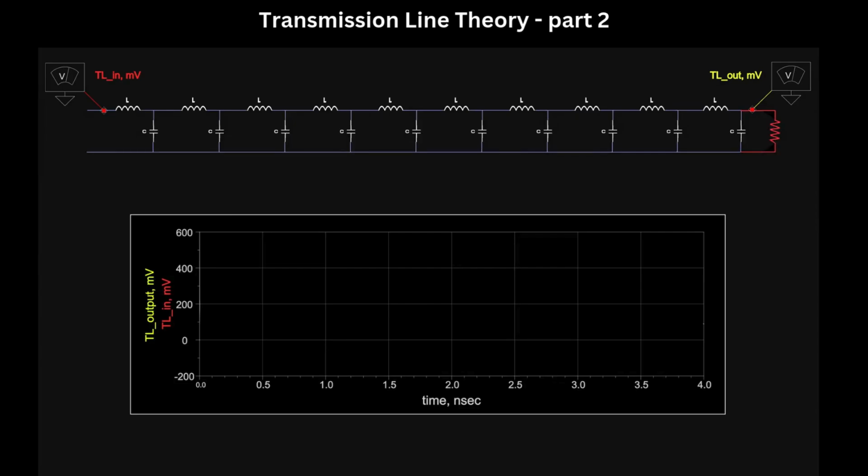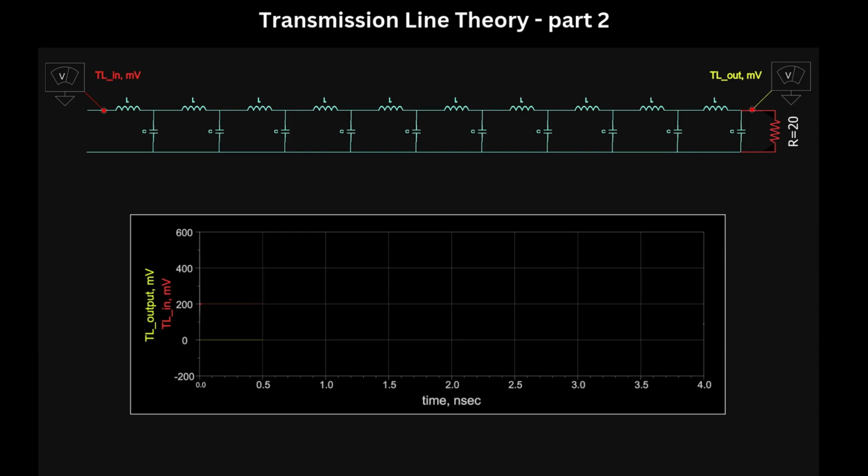Let's terminate the line in this case with load less than the characteristic impedance, say 20 ohms. At first, the source sees only the characteristic impedance, so the voltage at the input will settle at 200 millivolts. That 200 millivolt signal will propagate toward the load, settling the capacitors one by one to 200 millivolts. After about 500 picoseconds, the signal reaches the load.